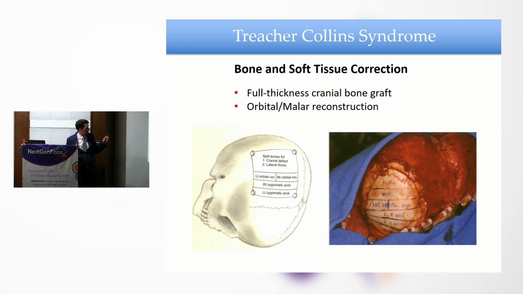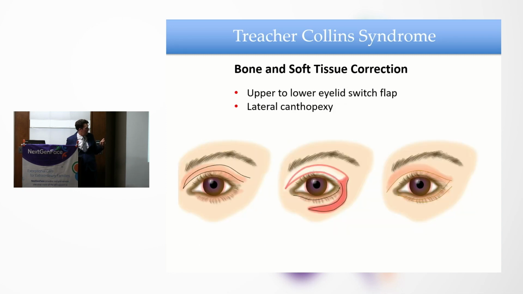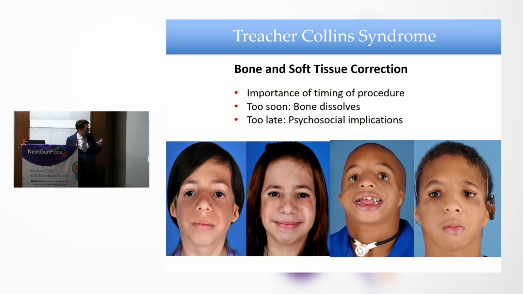So full thickness cranial bone grafts can help with the orbit and malar reconstruction. You can see the full thickness graft here on the zygomatic arch and the lateral orbital wall to do the reconstruction, and then the soft tissue with the eyelid switch flap and lateral canthopexy. So it's combining both soft tissue and hard tissue to get a full reconstruction, which we can see around the orbits, around the eyes. You can see transforming from a sad appearance to a more normal looking orbital appearance.